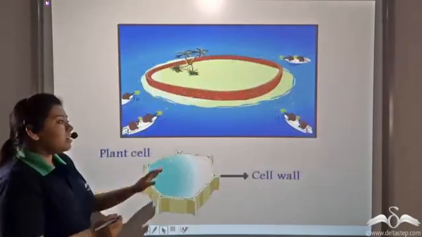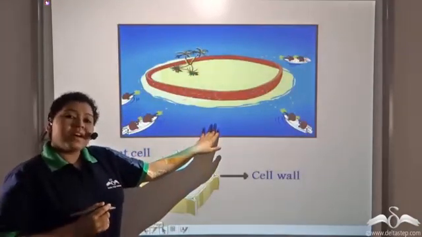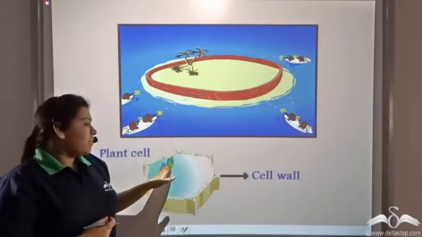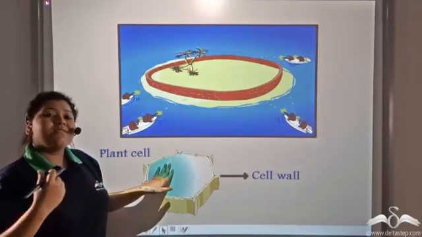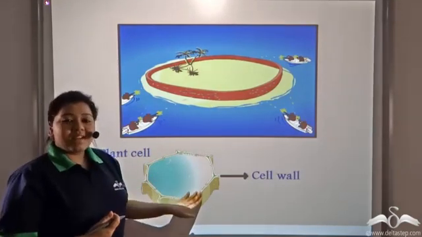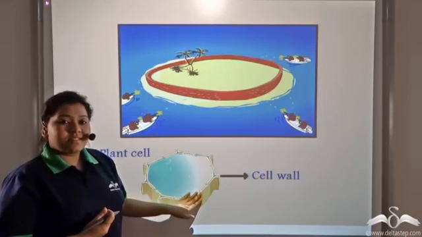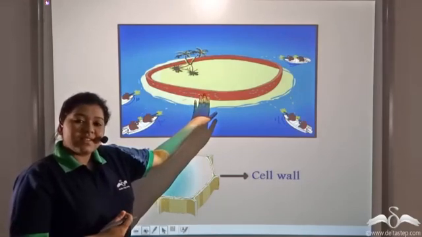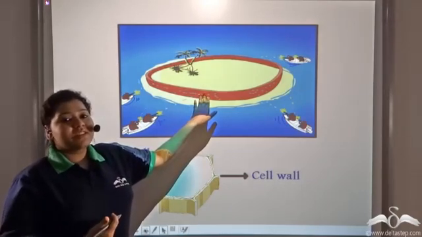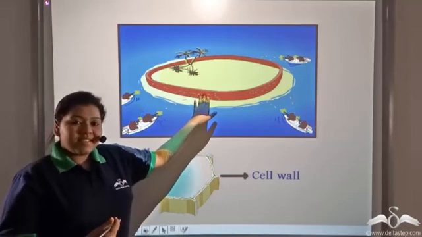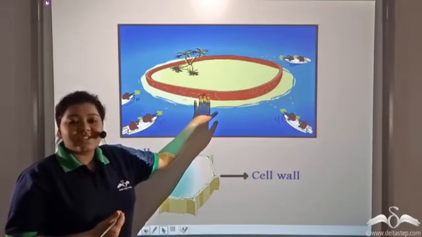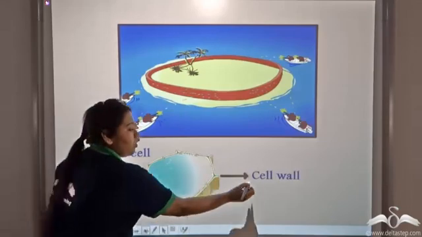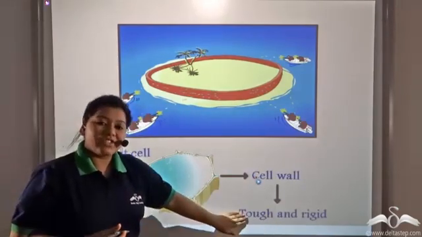So any intruder trying to attack the city would first have to break the walls in order to gain entry into the city. Similarly, all plant cells have a cell wall that protects the plant from all external stress. So the wall was built around the city to provide protection to the city. So now tell me, what should be the nature of this wall? Yes, it has to be very strong and very rigid. Similarly, the cell wall of plant cells are also very tough and very rigid.